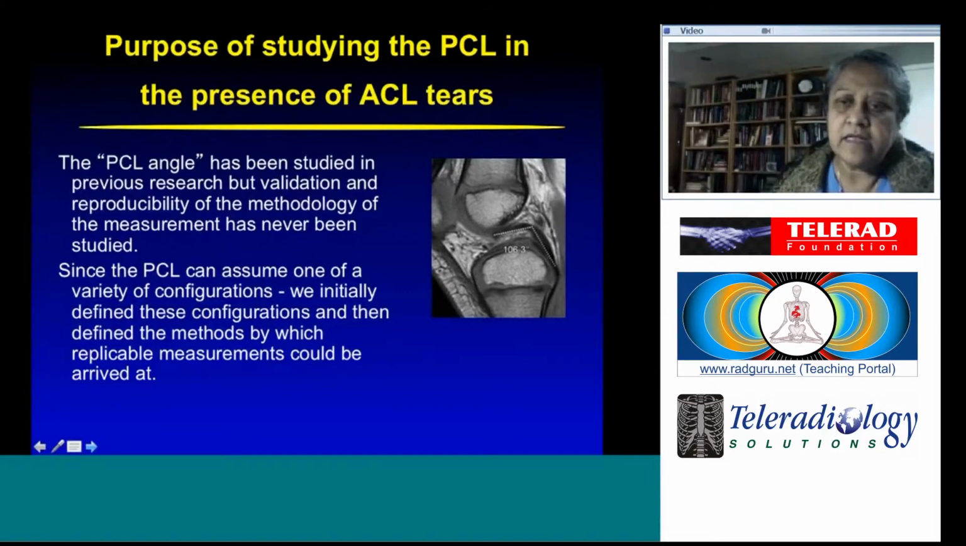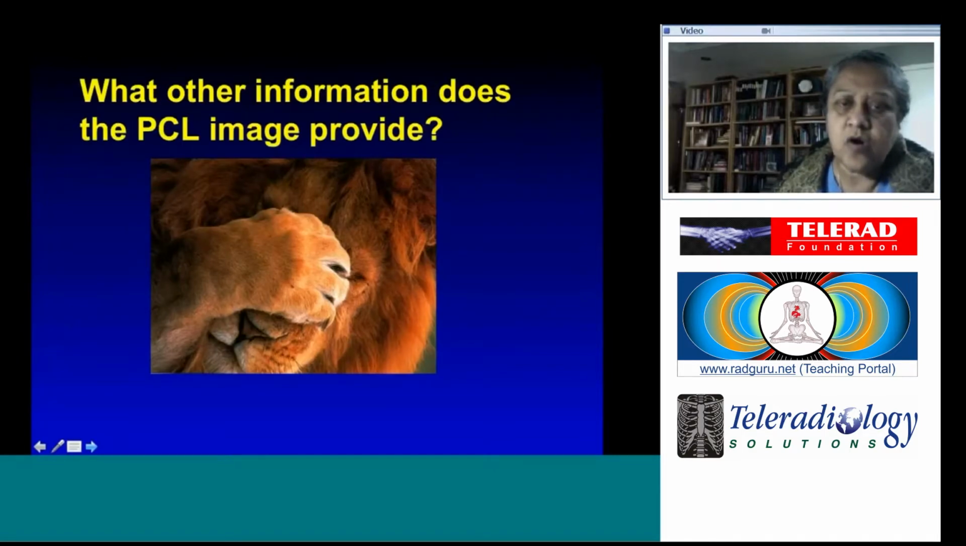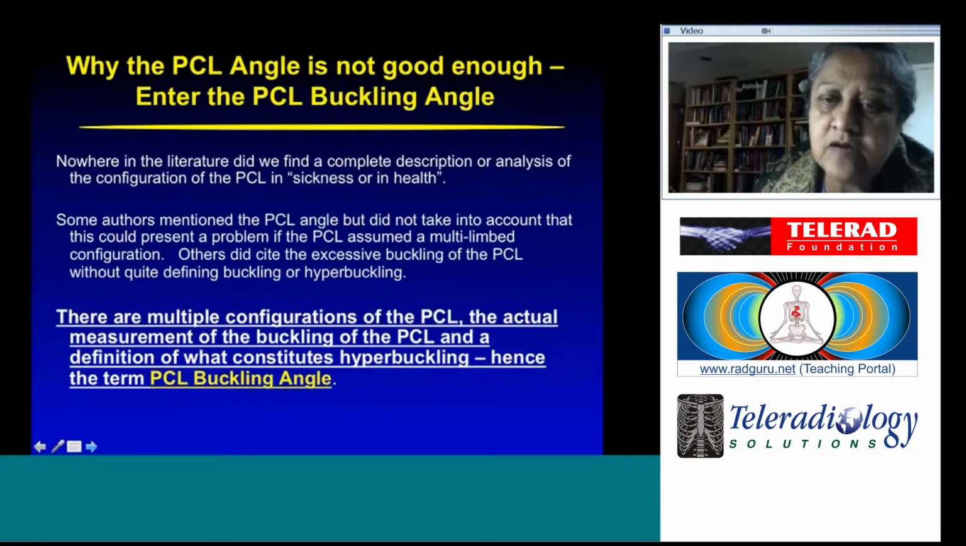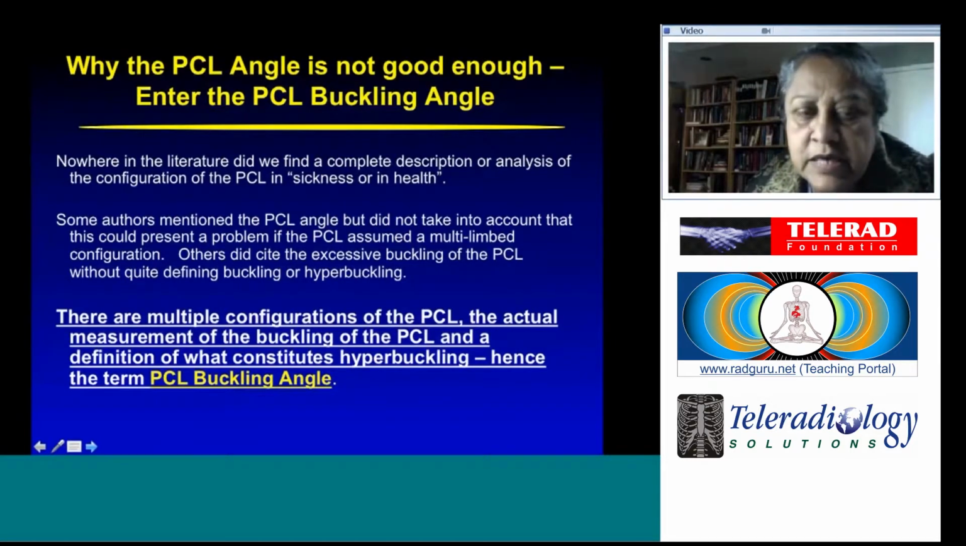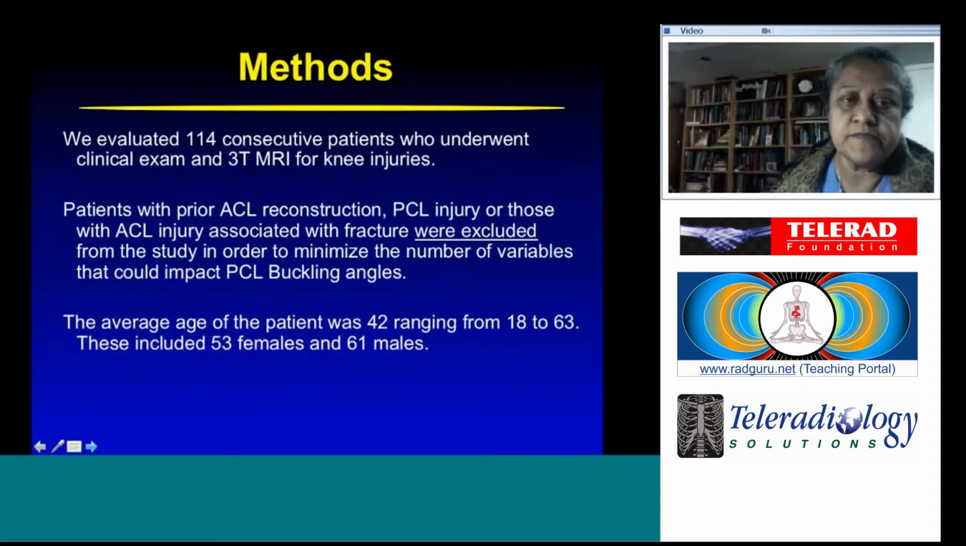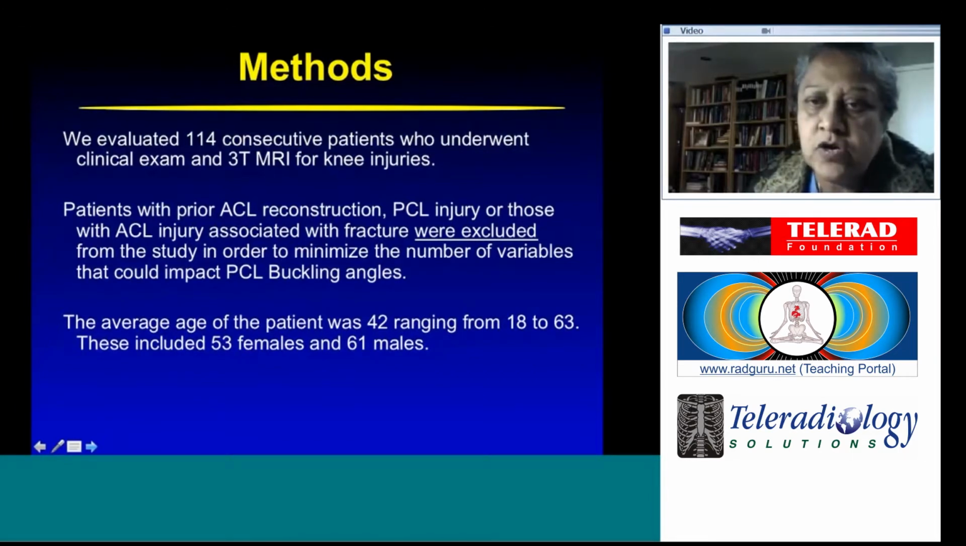The PCL angle, as shown in this, is not always the best method of evaluating the PCL. We had talked about the multiple configurations of the PCL and the actual measurement of the buckling of the PCL, because some authors did not take into account that the PCL angle could not be measured if the PCL assumed a multi-limbed configuration, or when the PCL is hyperbuckled, you can't measure the PCL angle. What do you do then? Then you resort to the PCL buckling angle. We evaluated 114 consecutive patients who underwent clinical exam and 3T MRI for knee injuries.